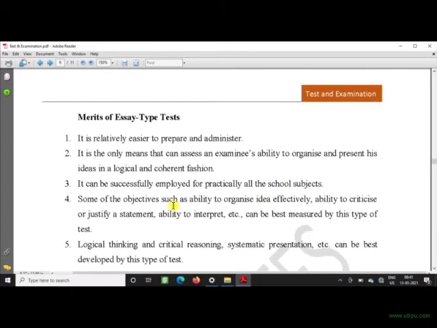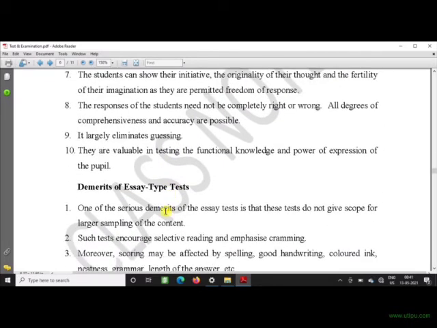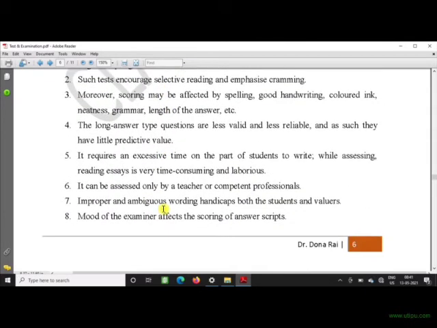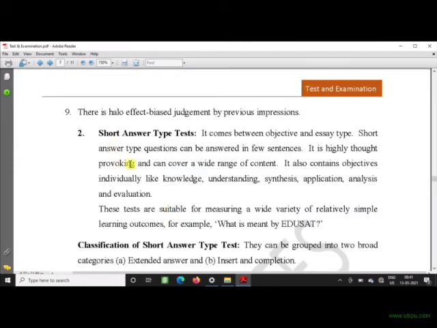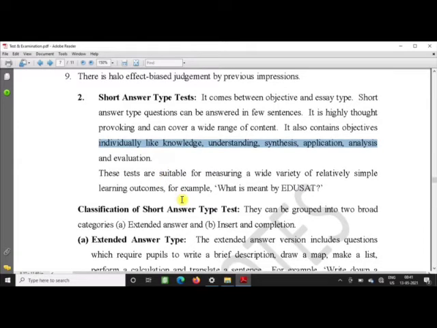Next, let's move on. Merits and demerits are very simple, I need not explain them in this class. Next is the short answer type test. These kinds of tests are comparatively very short, of 5 marks, and you have to answer these questions in very few sentences. They contain objectives individually, like knowledge, understanding, synthesis, application, analysis, and evaluation. You have to give a very short answer in a short answer type question.